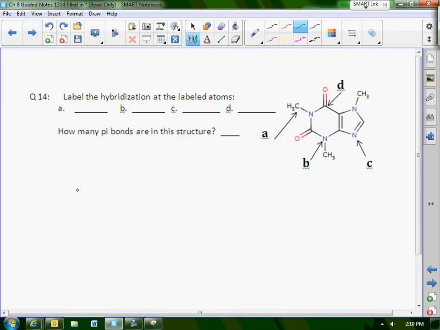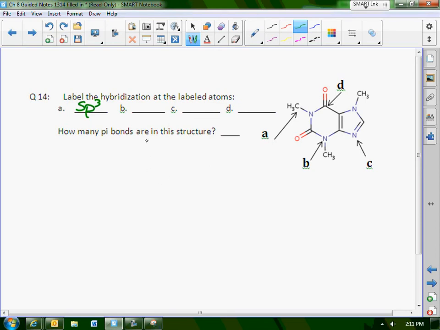All right. So, question 14 says label the hybridization at each of the different atoms. So here, this carbon right here has 3 hydrogens bonded to it and a nitrogen. That means it has 4 things bonded to it, right? And so all 4 of the s and p electrons from carbon are going to be part of that hybridization. That makes it an sp3 hybridization.